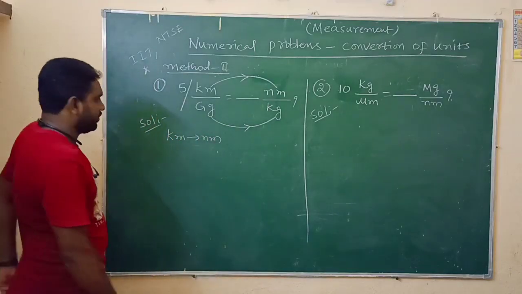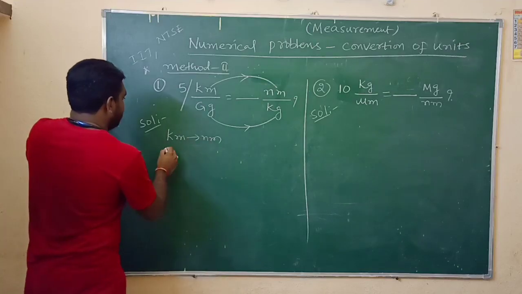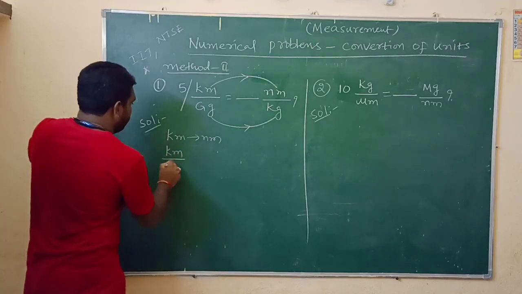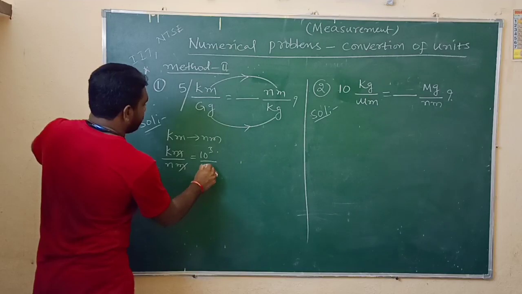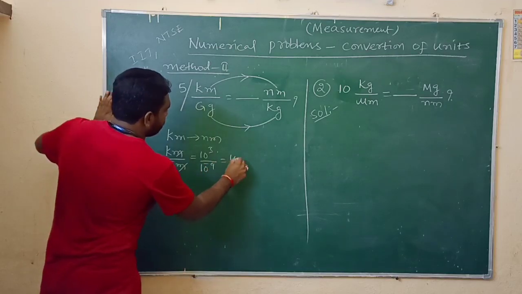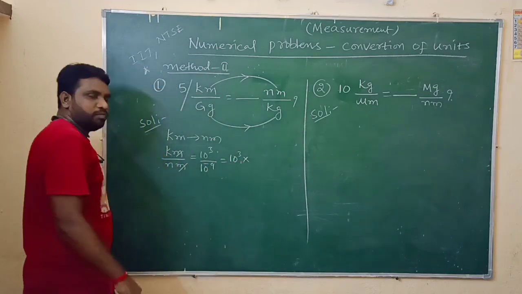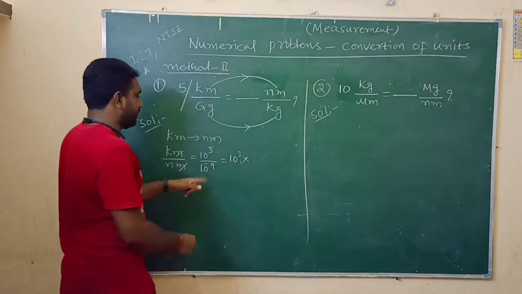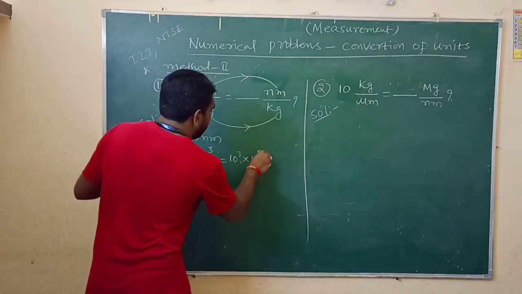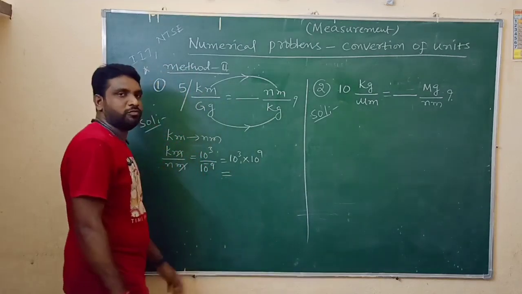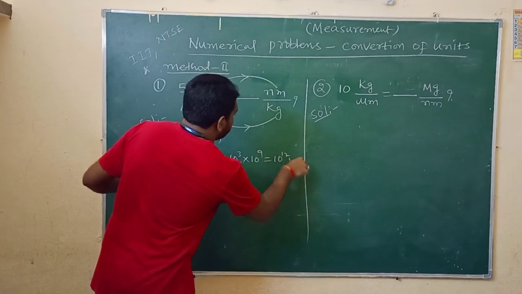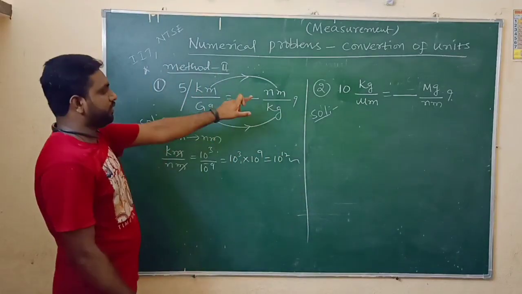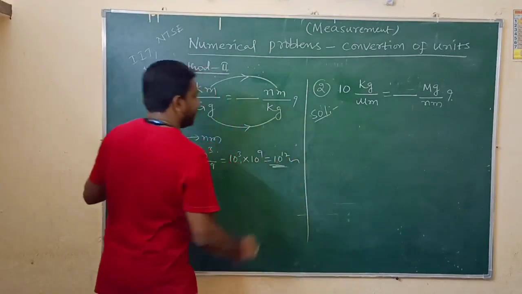Kilometer to nanometer. Here, just the same method. Kilometer by nanometer. Meter and meter cancel. Kilo means how much? 10 to the power of 3. Nano means 10 to the power of minus 9. This time I am increasing the speed because we already know this. 10 to the power of 3, and the minus 9 going upside means 10 to the power of 9. Add the powers: 3 plus 9, how much? 10 to the power of 12. So the conversion of kilometer to nanometer is completed. Okay, one thing is completed.